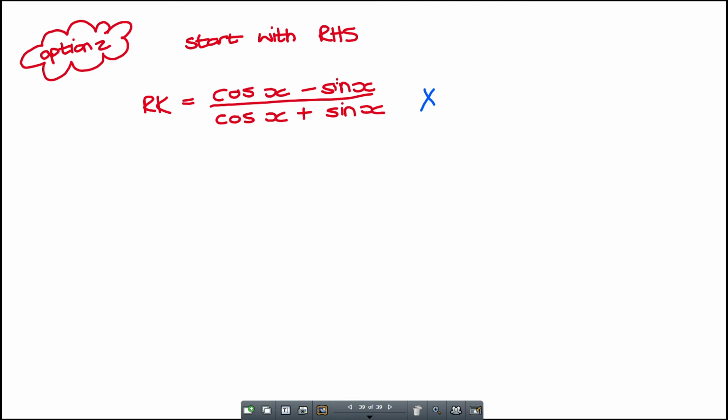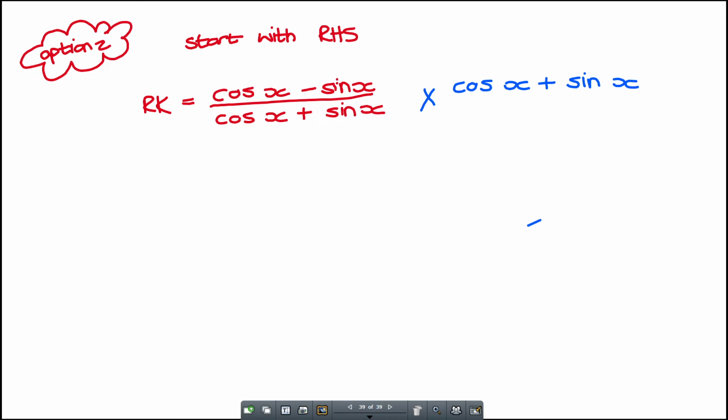Look at the left-hand side. At the top, I have cos 2x. And if you think of cos 2x, that can be the same as cos squared x minus sin squared x. So what must I multiply this top part with to get cos squared x minus sin squared x? Cos x plus sin x. Look quickly. Cos x plus sin x.